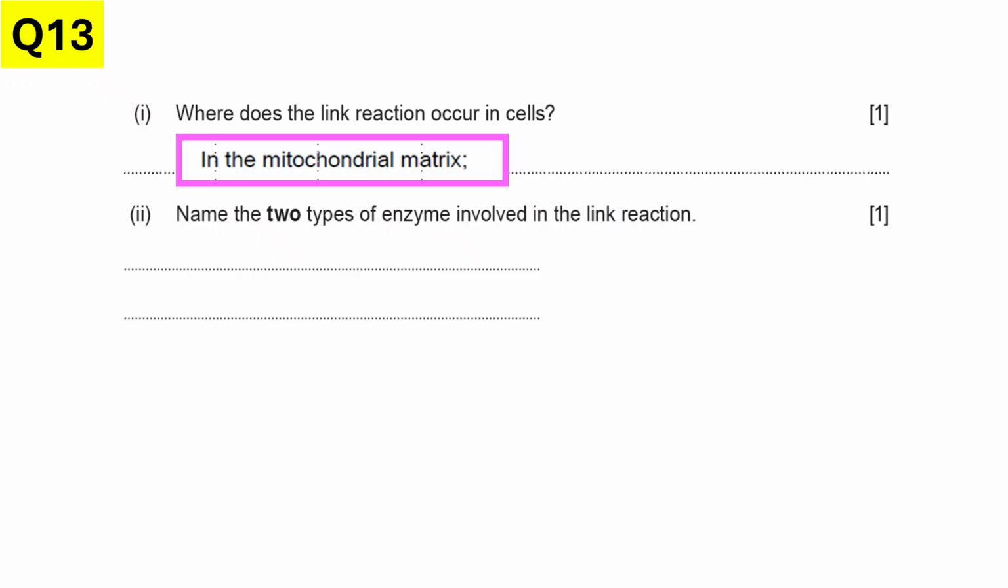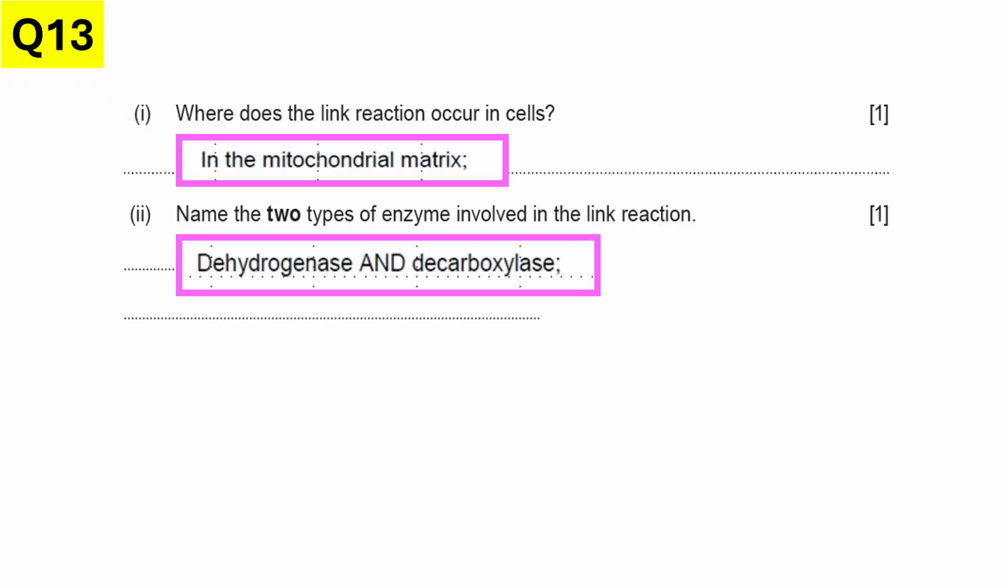Okay, so the 2 types of enzymes then are dehydrogenase, that's the oxidation reaction, which reduces NAD to NADH, and the decarboxylase removes the carbon atom as a molecule of carbon dioxide.